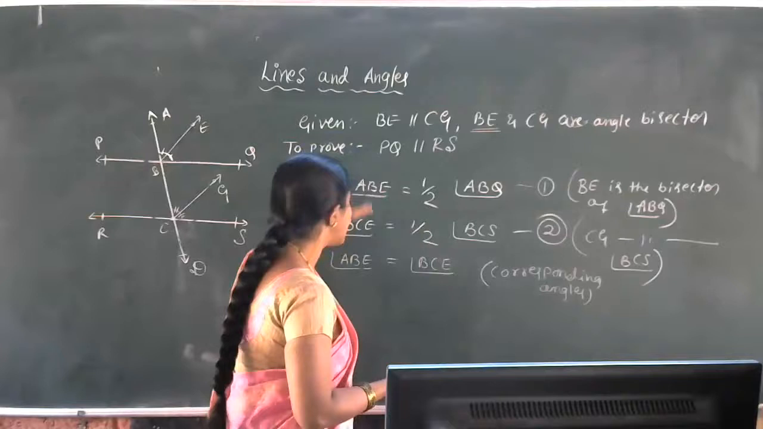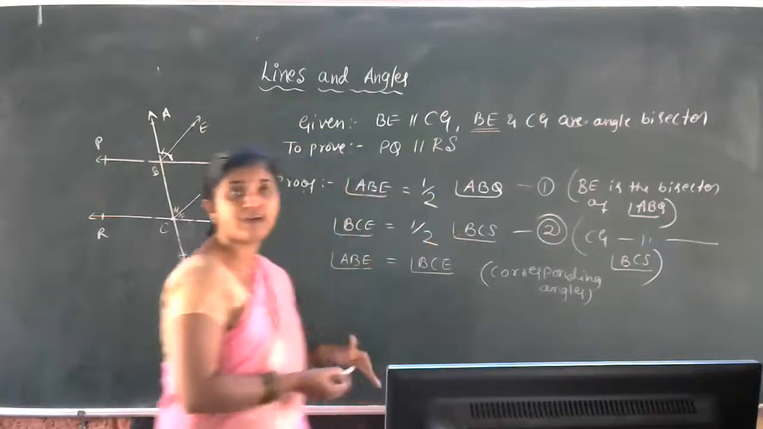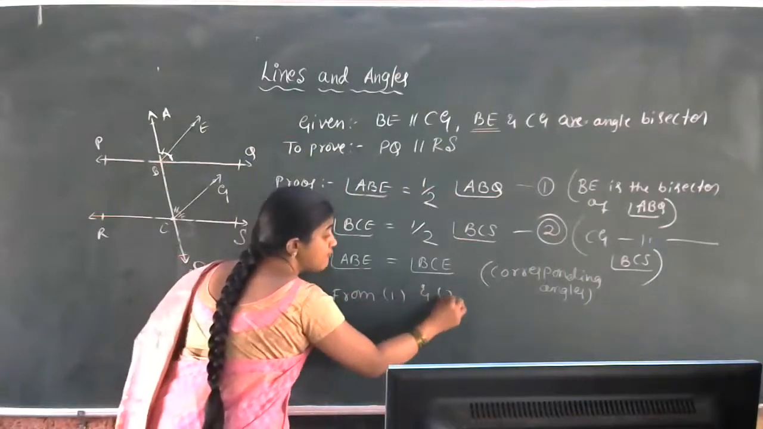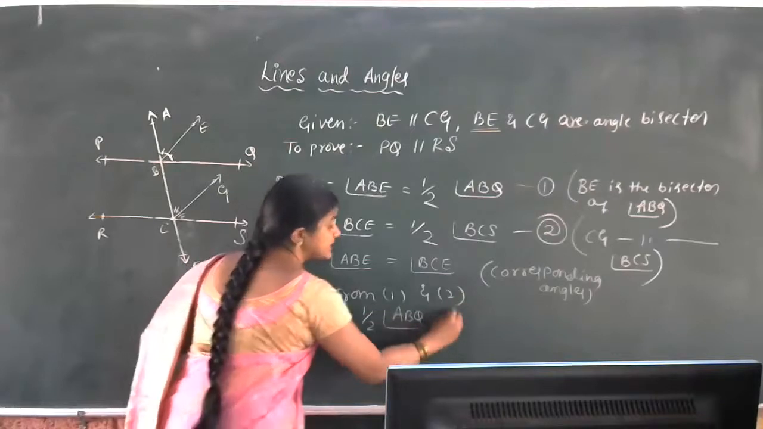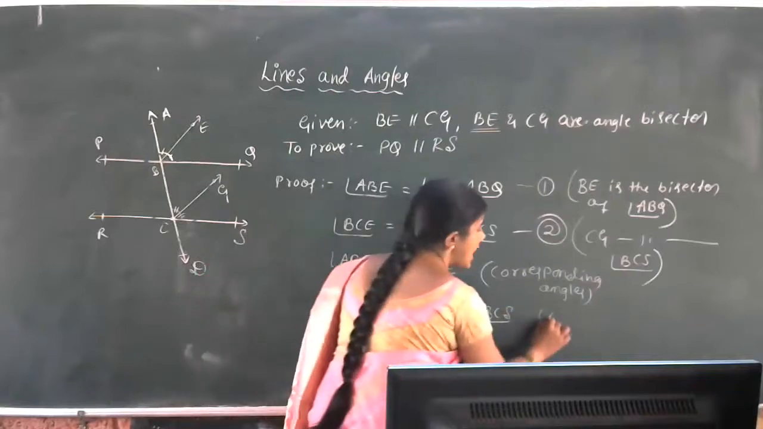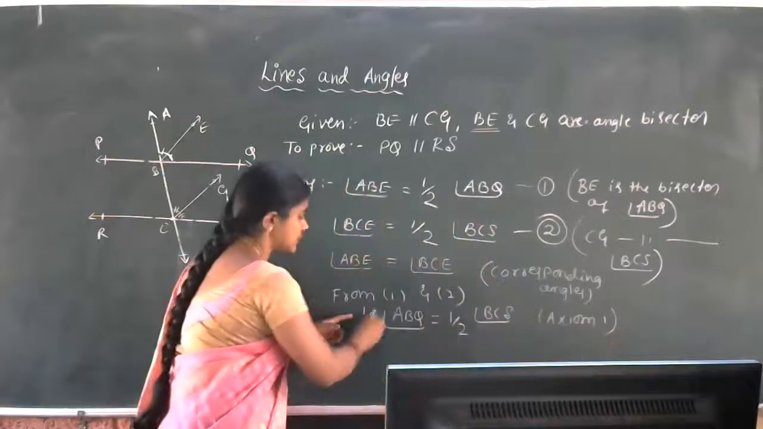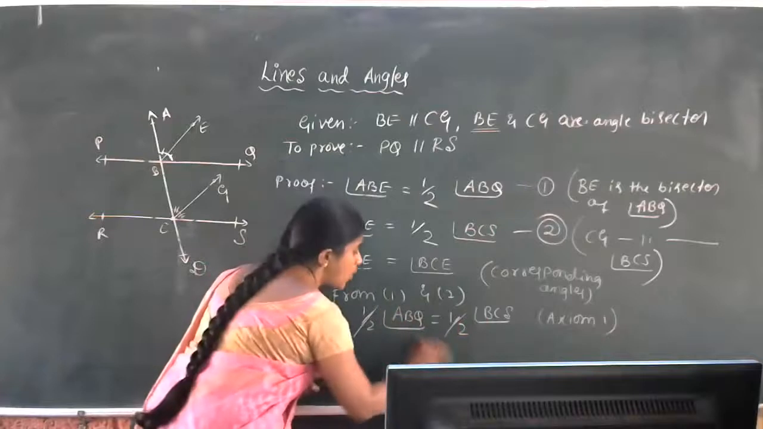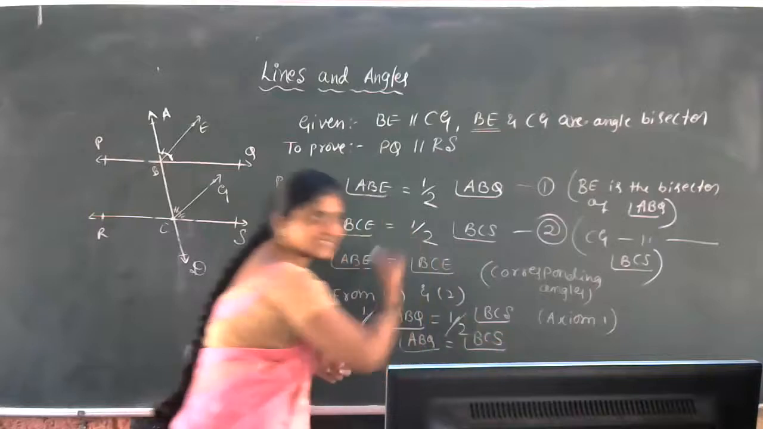If ABE is equal to BCE, can we say that half of ABQ is equal to half of BCS? Yes, from equations 1 and 2 we get half of angle ABQ is equal to half of angle BCS, according to axiom 1. Now observe, half cancels on both sides. What is remaining now? ABQ is equal to BCS.